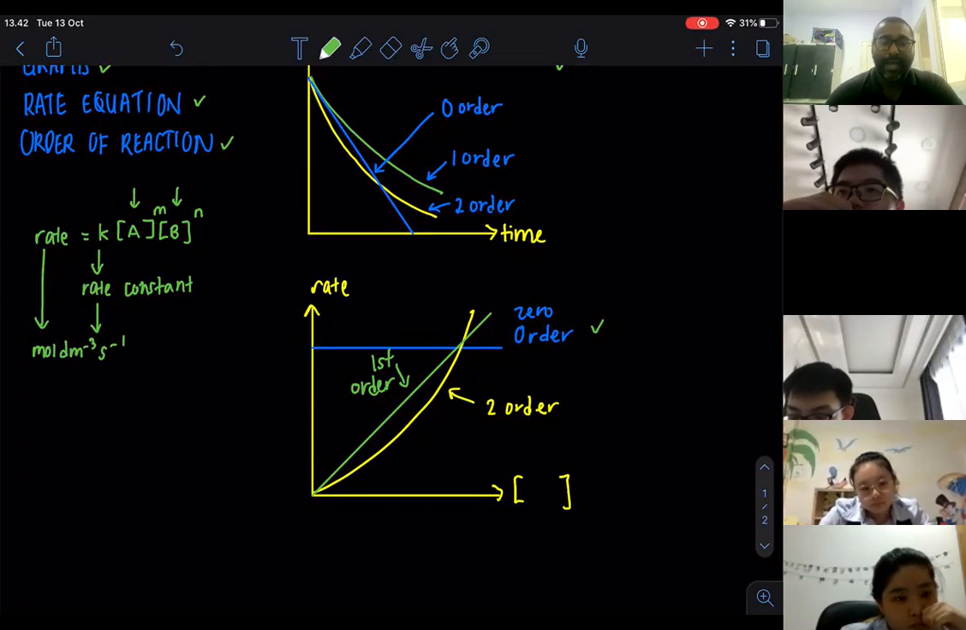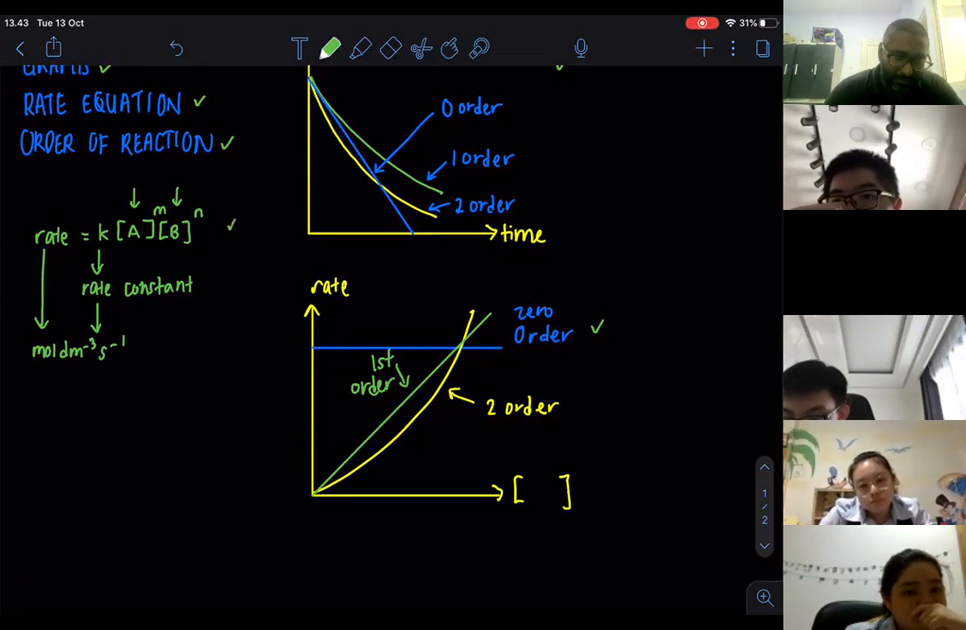And then what else we need to take note of? I think that's all. I think there is also some question they will ask you about the overall order of the reaction. Now, the overall order of reaction, if you have something like this, is m plus n. So that is going to be the overall order of the reaction. You just calculate m plus n, and that's going to be the answer, the overall order.